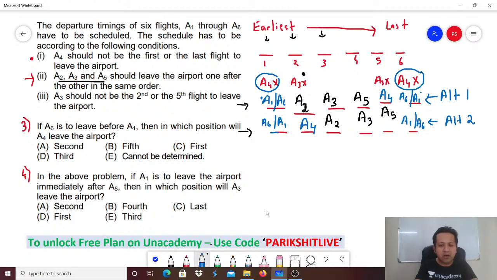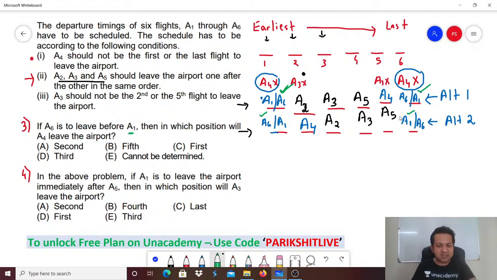Okay. Now let's look at the questions. If A6 is to leave before A1, so in alternative 1, A6 leaves before A1. Let's take it. This is the scenario. A6 is out here, A1 is out here, or here also. Then in which position will A4 leave?